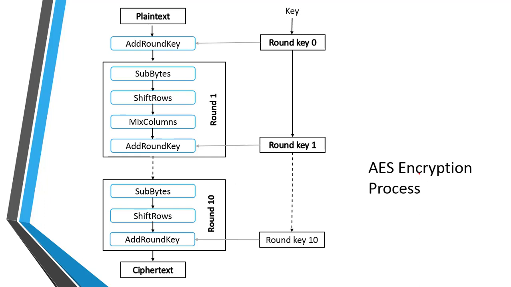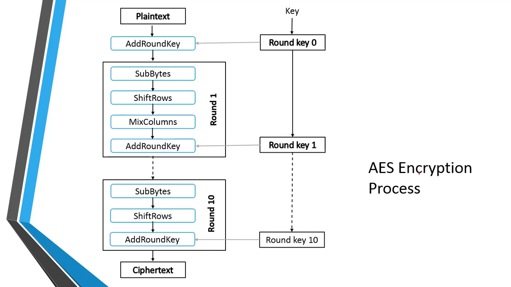After that, the ciphertext is generated. So this is a simple process of the encryption in the AES. First of all, add round key is applied. After that, in round 1, substitution byte, shift rows, mix column, add round key is applied, in which key 1 of the round 1 is applied. And in this way, all the rounds are performed.